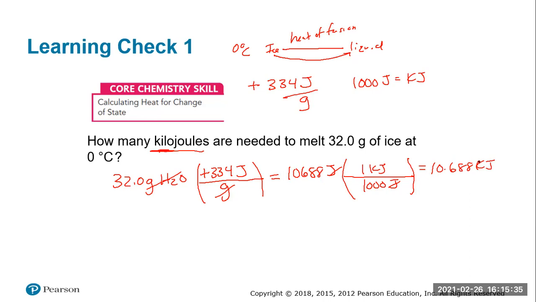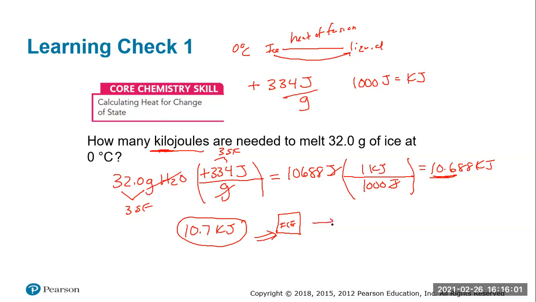Now, significant figure-wise, that's about 3 sig figs. This guy's also 3 sig figs, which means we should end up with 3 sig figs here. That's going to be 10.7 kilojoules needed to simply take that piece of ice. It needs to pick up that energy, endothermic, which is why it's positive, in order for it to end up as nicely drawn red water liquid there at 0 degrees Celsius.